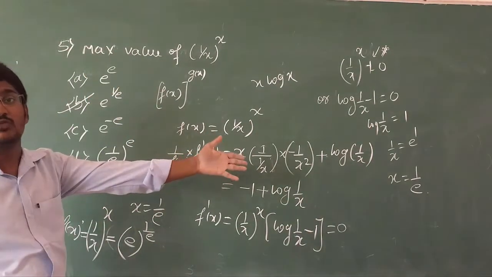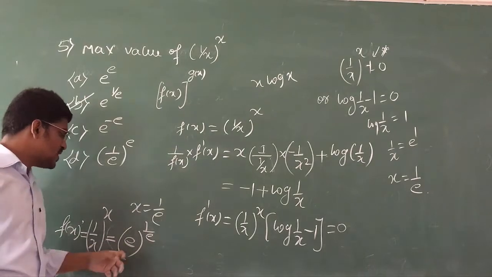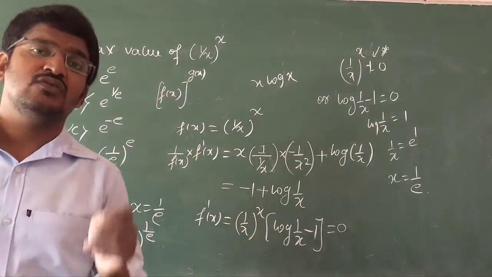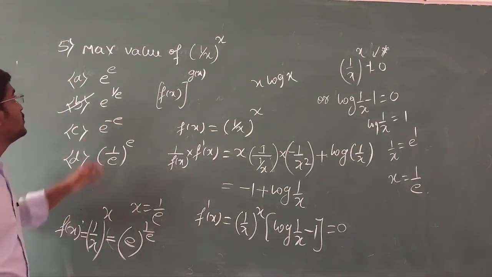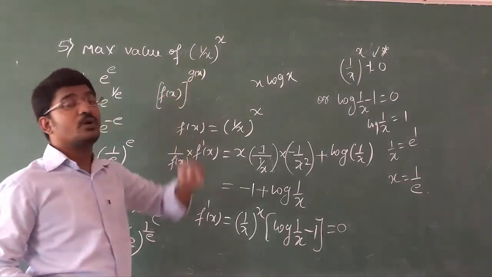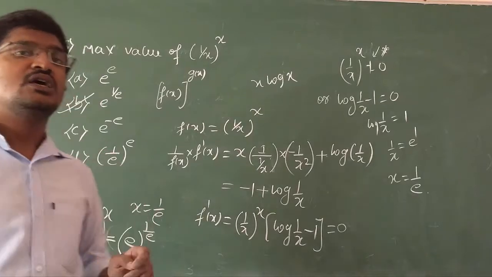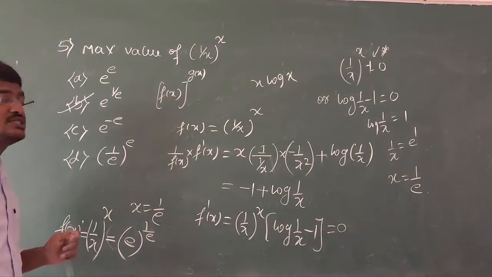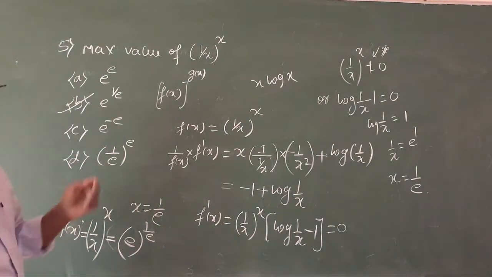So for that term only it will be the maximum. That's why e to the power of 1 by e will be the maximum value of this particular question for the function 1 by x to the power of x. I think you got the answer. Clear? If you didn't get the answer, again see here.